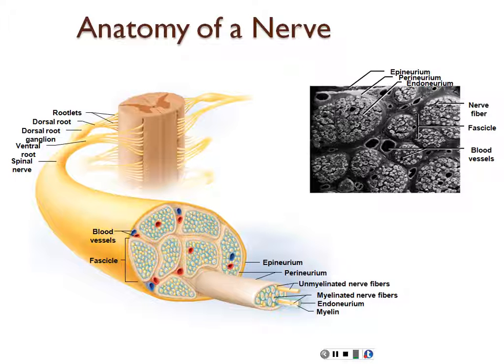The perineurium covers smaller fascicles. Inside the nerve you have other smaller bundles of axons, which are called fascicles, and those fascicles are covered by perineurium. And then each axon is covered by endoneurium. That covers the axon and the myelin sheath.